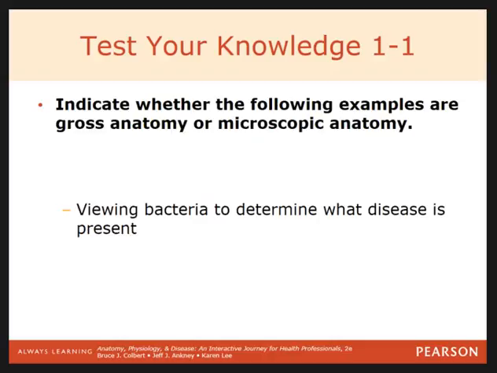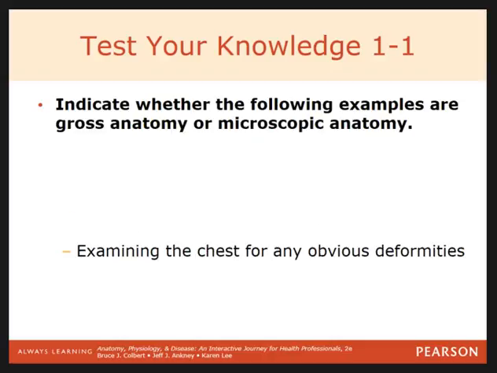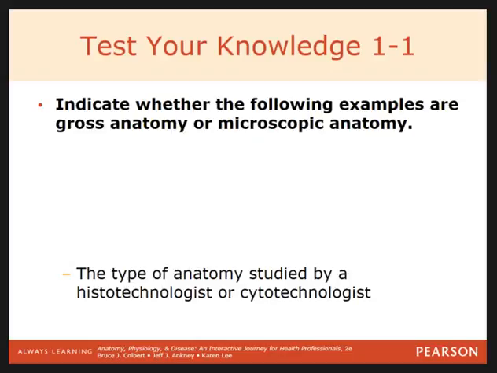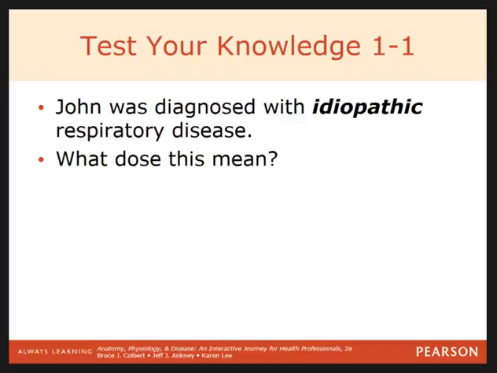Viewing bacteria to determine what disease is present. Examine the chest for any obvious deformities. The type of anatomy studied by histotechnologists or cytotechnologists. Next question. John was diagnosed with idiopathic respiratory disease. What does this mean? Please give a short answer.